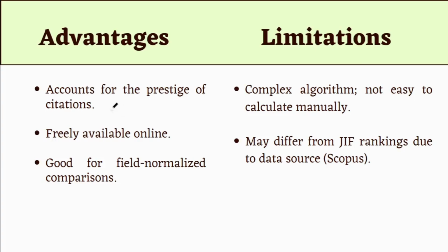Advantages are it accounts for the prestige of citation, it is freely available online, and it is good for field normalized comparison. Limitations: it is a complex algorithm and not easy to calculate manually, and it may differ from journal impact factor ranking due to data source, because it is calculated based on the Scopus data.